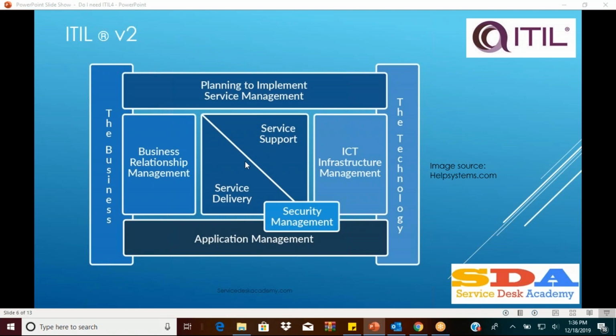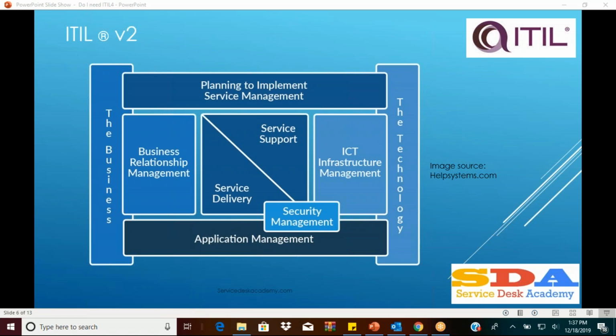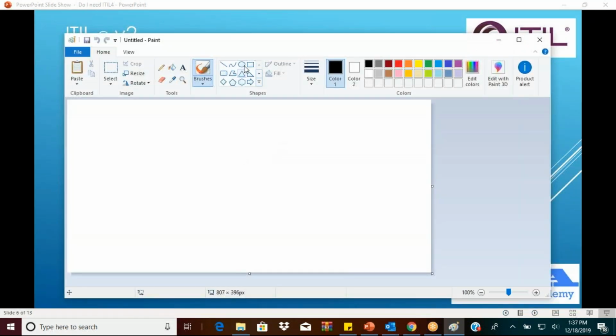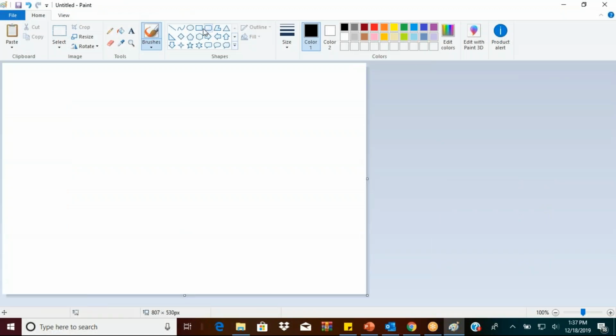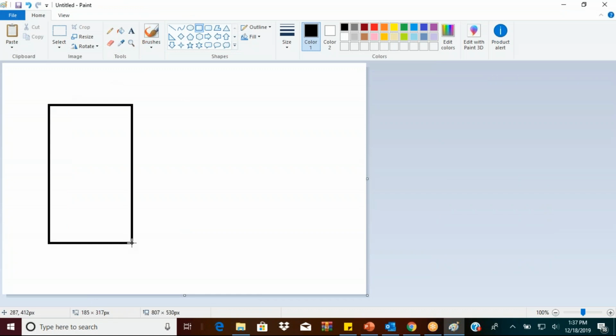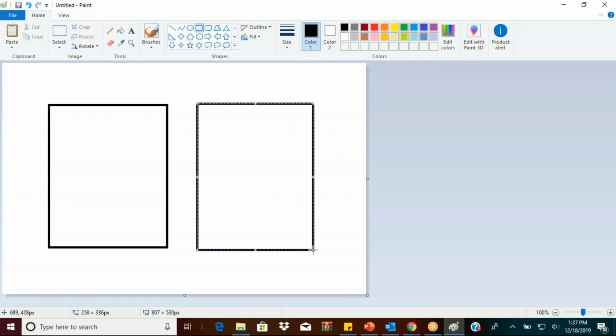Now if you wonder what this service support and service delivery is, okay, so I'm going to put it in this paint file. So just bear with me for a minute. I hope you are able to see my screen, right? So let me put it like this.